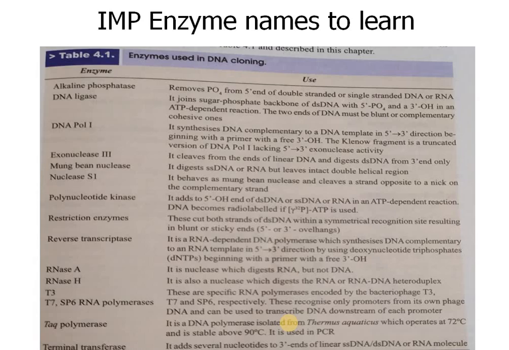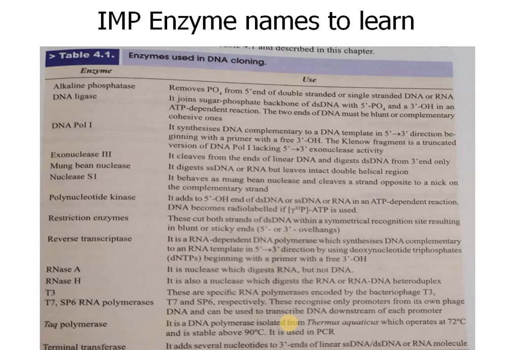Then the next ones are mung bean nuclease and S1 nuclease. Mung bean nuclease will digest only single stranded DNA or RNA. Then nuclease S1 is also similar to mung bean nuclease, but it will act in the reverse direction. Okay, the other direction.